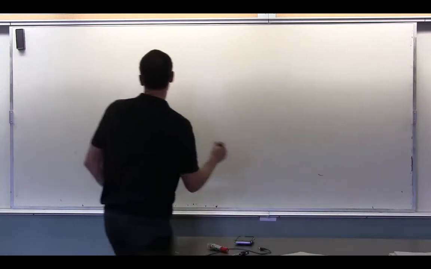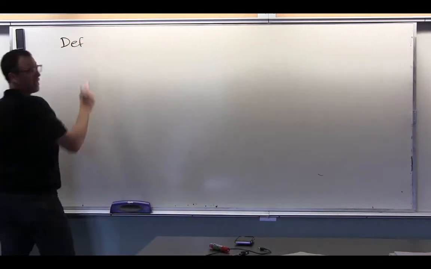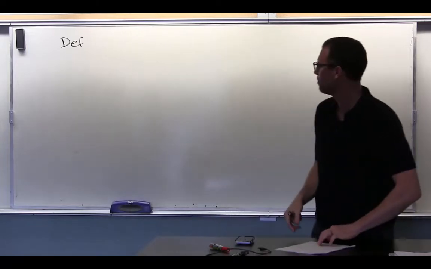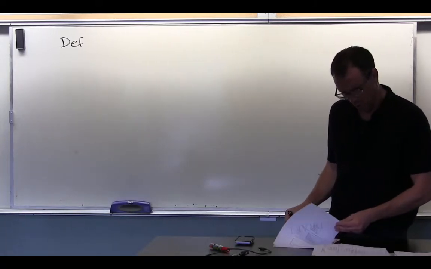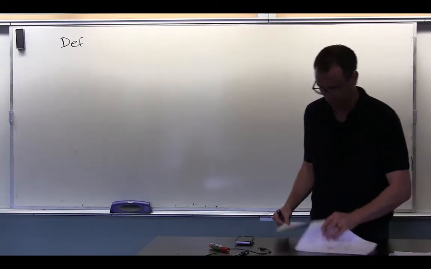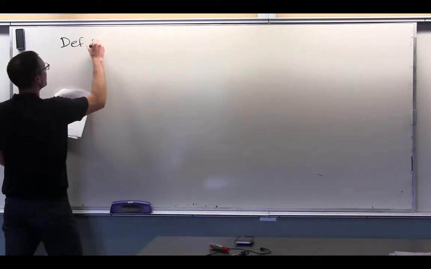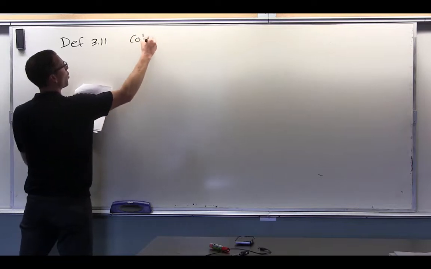Okay, so we're going to make a definition here. I forget the number of this definition at this exact moment. Let's number it... 3.11. Awesome. 3.11. So this is what we're going to call colon notation.